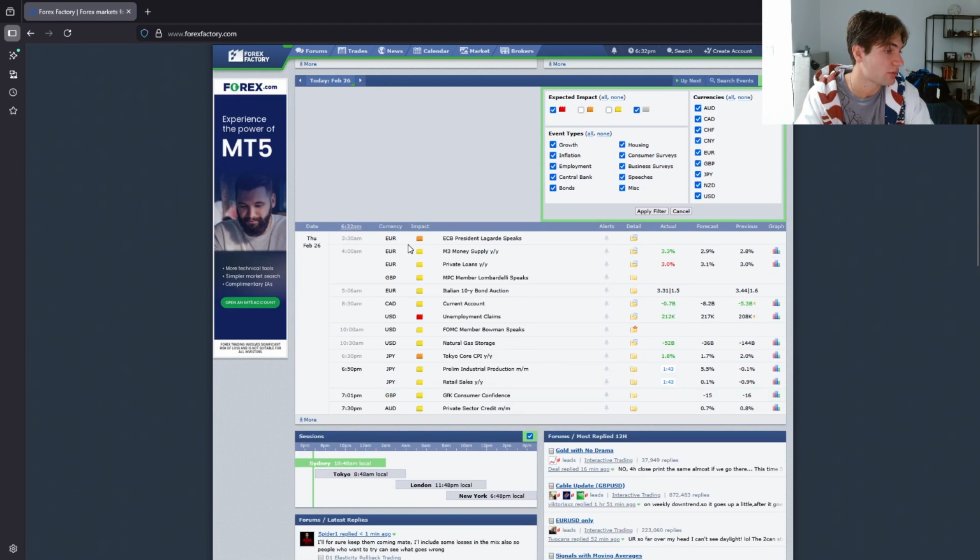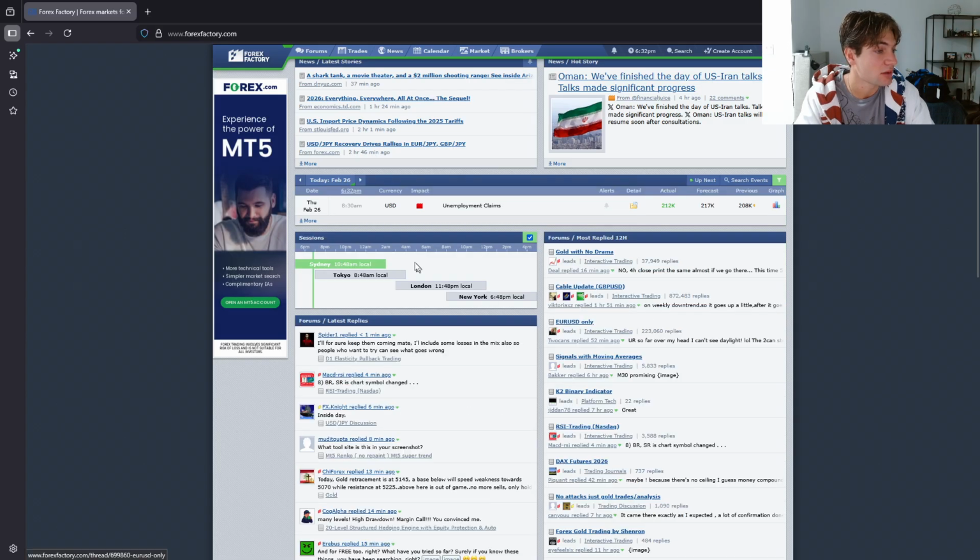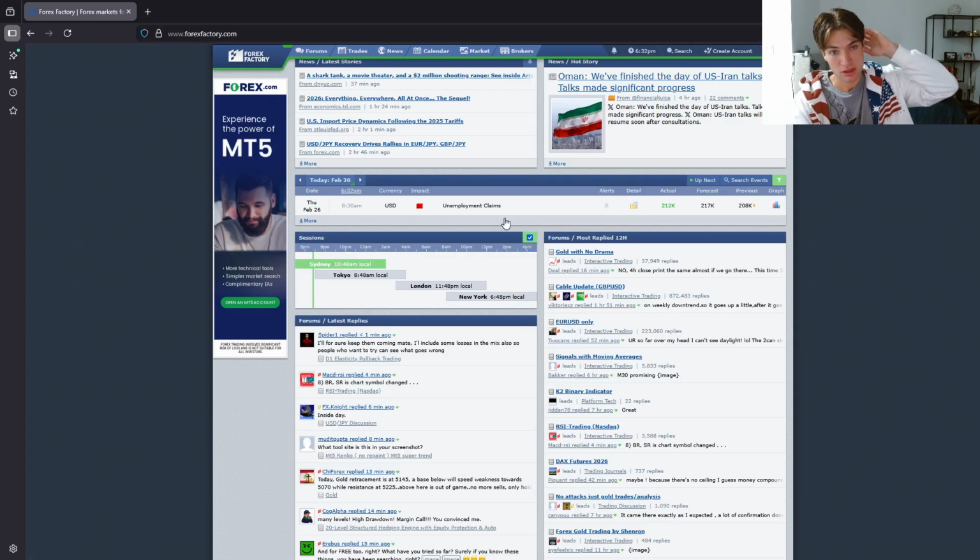Today's Thursday, February 26th. We have the President for the Euro speaking, and then today for the USD, unemployment claims. So what happens in these days? Well, in days that we have red folder news, depending on the red folder news, we trade with half risk. We risk half of our position. No matter how good the setup is, we still risk only half of our position. For unemployment claims, it doesn't matter. It doesn't affect the market that much.